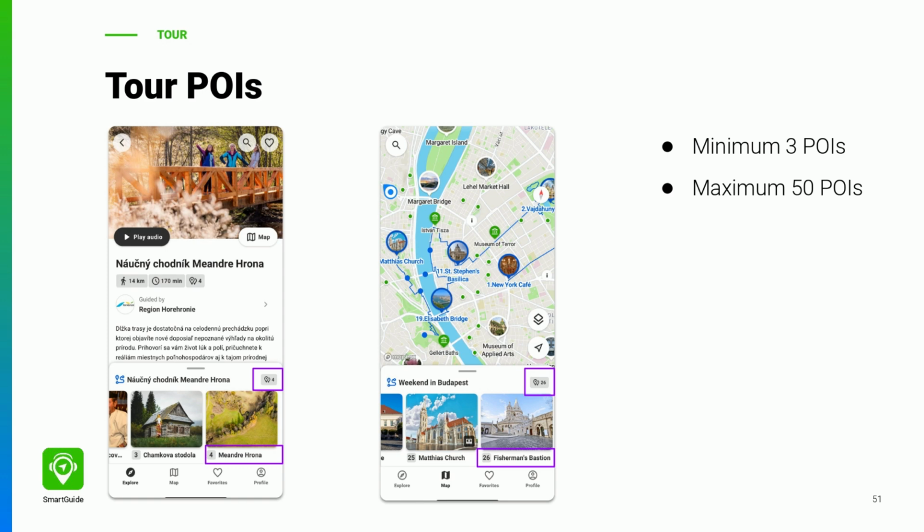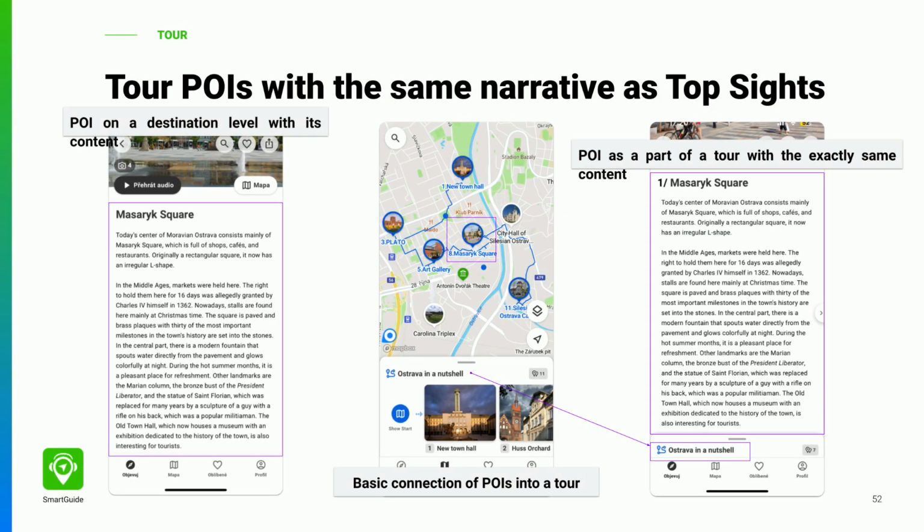Think of each tour POI as a place where a live guide would typically stop and tell visitors something interesting. You can create a basic tour simply connecting the POIs in a destination with a route and keep exactly the same narrative on the POIs. But to make great tours, SmartGuide allows you to adjust the tour POI narrative.